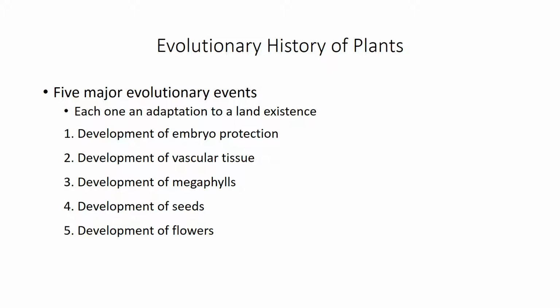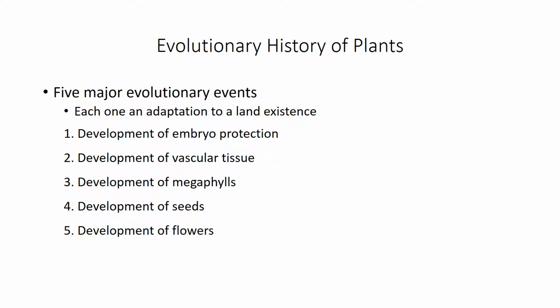And the next one, vascular tissue. Vascular tissue is really important in a plant because it transports water and nutrients throughout the plant body. And you've got to have that in many plants for them to be able to survive out of water. And then megaphylls. Megaphylls are large leaves that increase the surface area for photosynthesis. So that helped plants be able to live longer on land and survive.